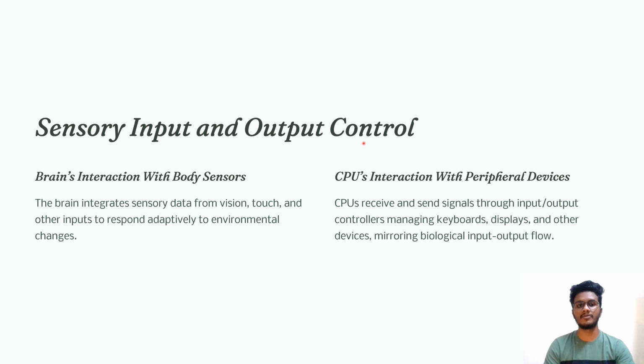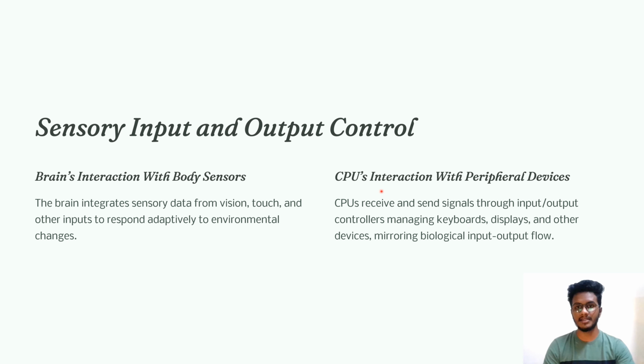Sensory input and output control. The brain's interaction with body sensors, the CPU's interaction with peripheral devices. The brain integrates sensory data from vision, touch and other inputs to respond adaptively to environmental changes. Like the brain integrates with body sensors, the sensations felt by our body send signals to the brain, and it responds adaptively to environmental changes.